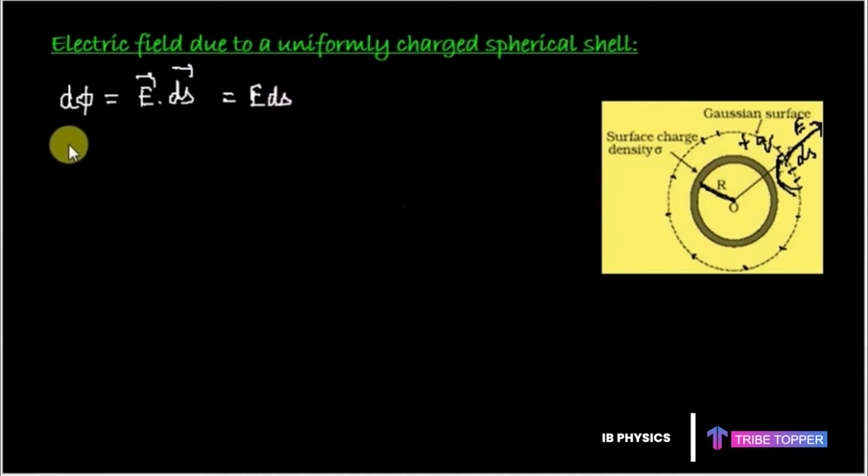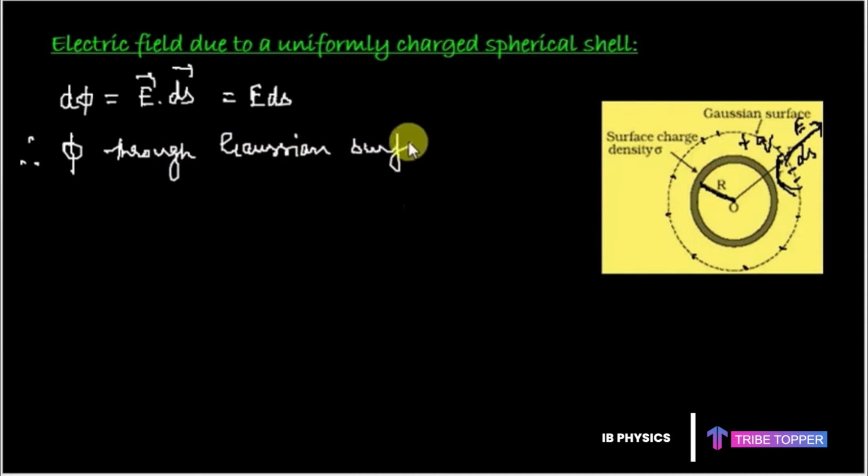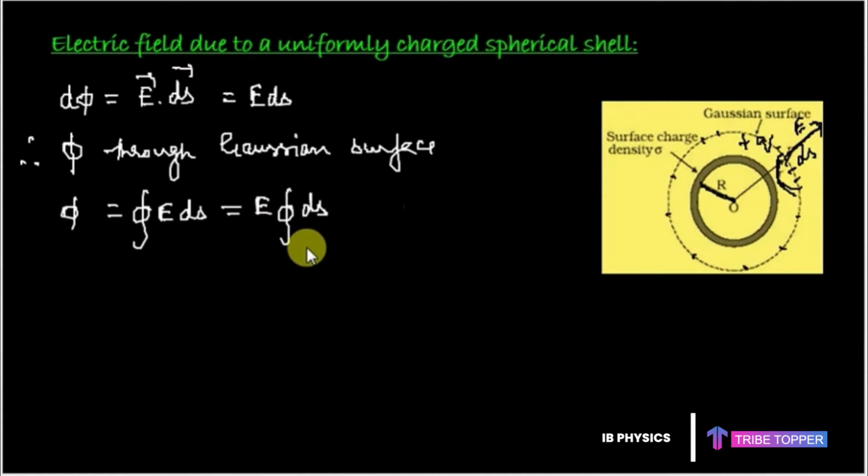So what is going to be the electric flux through the entire surface? Therefore φ through the Gaussian surface, that means through the entire sphere that we have assumed around the shell, would be equal to the integral of E dS. Now E is constant, so it can be taken out of the integral, since this is over a closed surface. Integration of dS would just give us the total surface area of the sphere, which is 4πr², so E into 4πr². Now that's our equation 1.